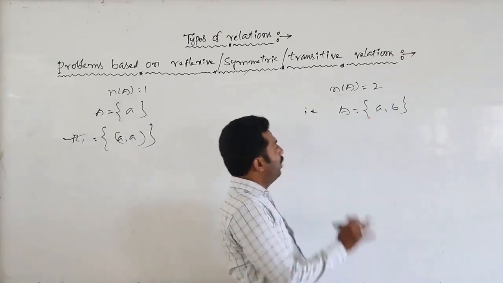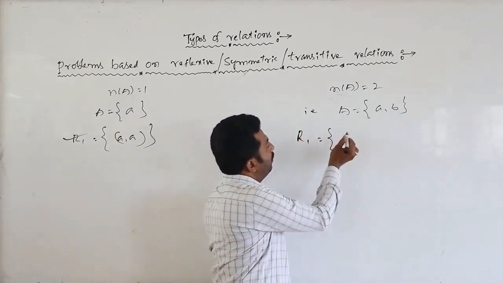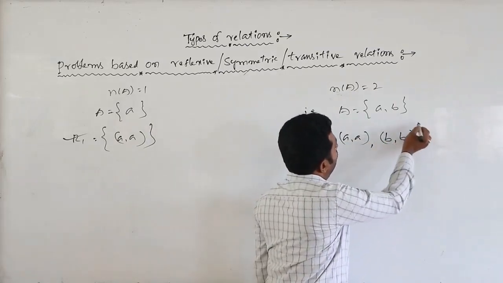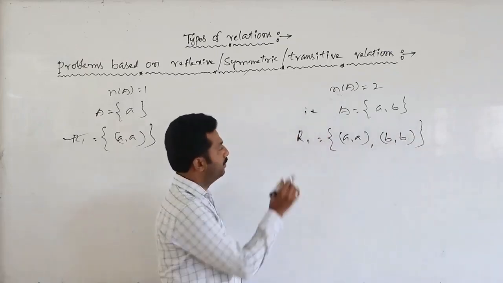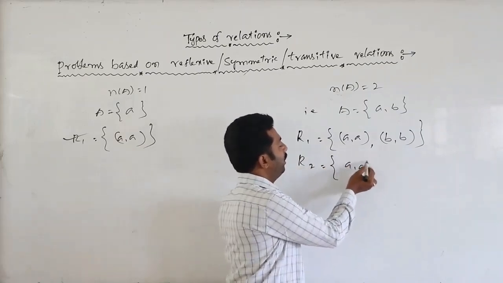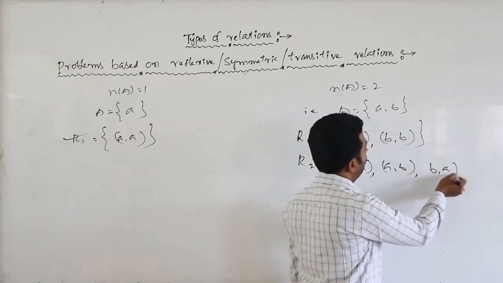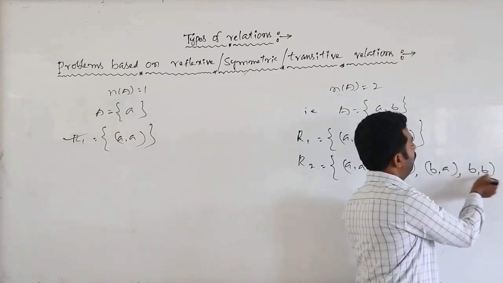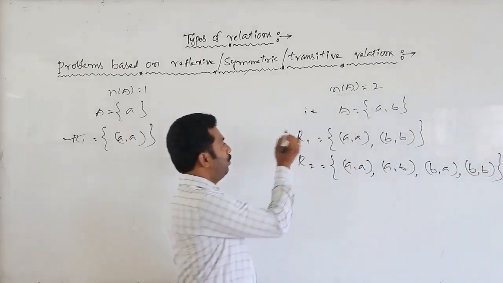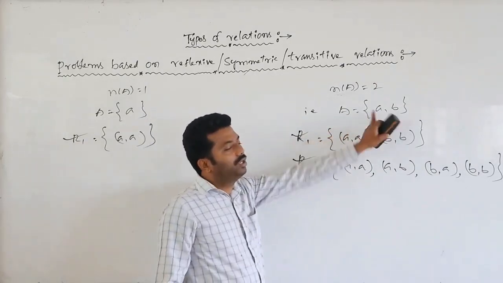Suppose A contains two elements, how many equivalence relations can be formed? See, (a, a), (b, b) is one equivalence relation. One more you observe: (a, a), (a, b), (b, a), (b, b). This is the universal relation on A. So only two equivalence relations can be formed if A contains two elements.